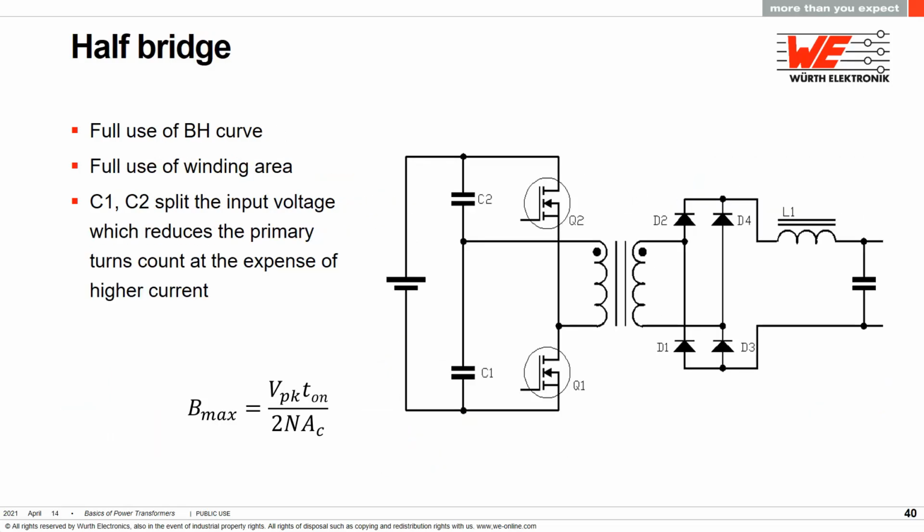The half bridge is a great improvement because now we're using the full BH curve and we're making full use of the winding space. But you need two capacitors to divide the input voltage in half, and then you switch between the top half and the bottom half, fully reversing the voltage on the winding to make it bipolar for each half cycle. With only half of the voltage on the primary side, the turns will be lower, but this is offset by the higher currents requiring larger wire.